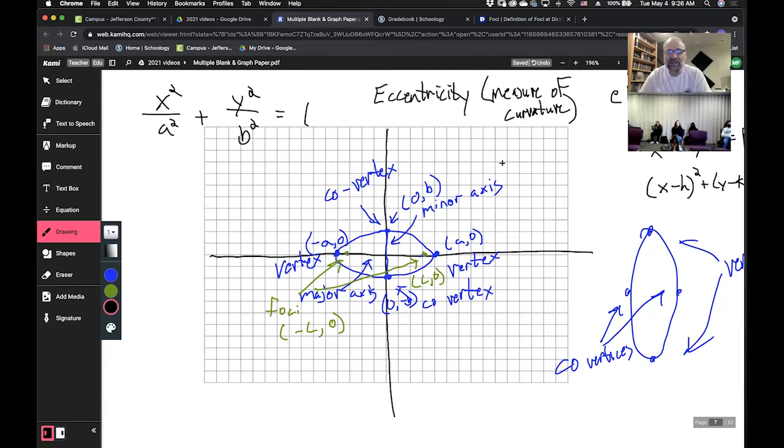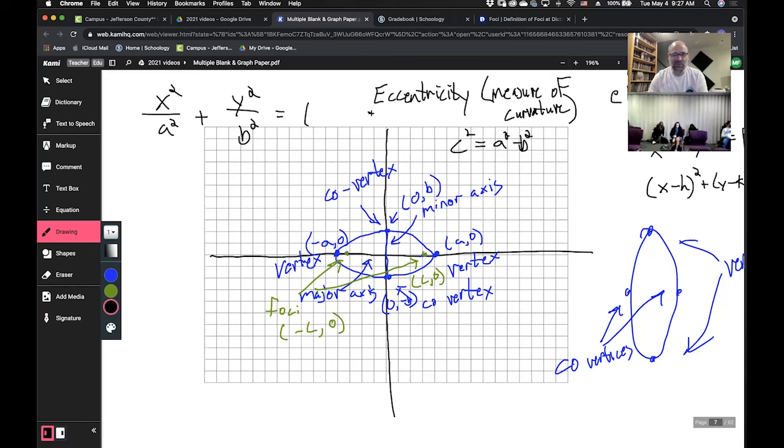Okay, so C squared equals A squared minus B squared. In this case, if I were to calculate this, A would be 4, B would be 2, so 16 minus 4 is 12, so C would be the square root of 12, or 2 radical 3. So that's what C equals.